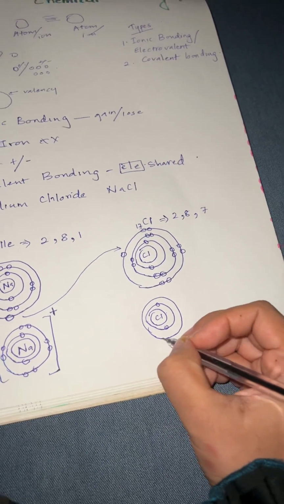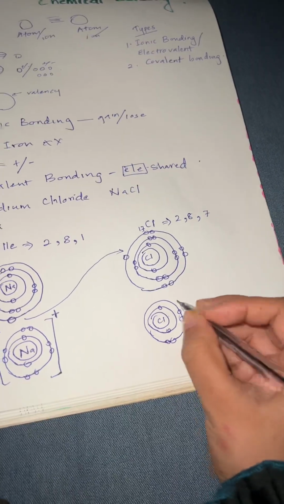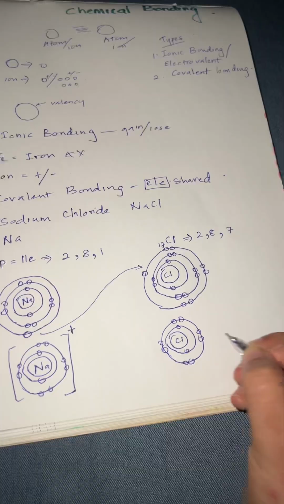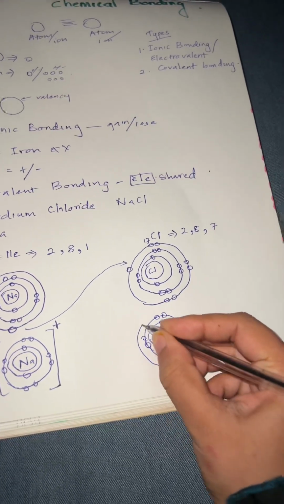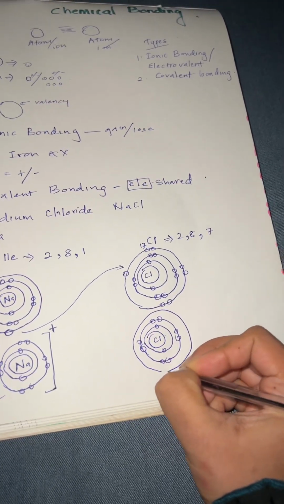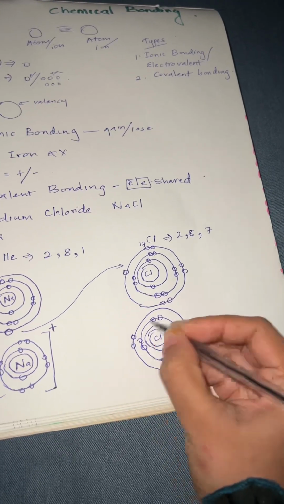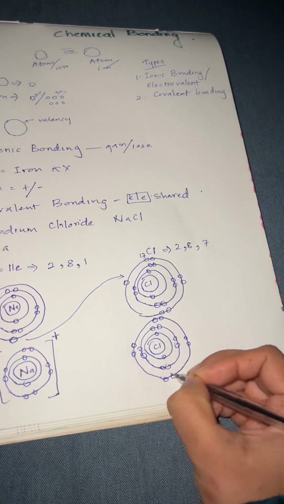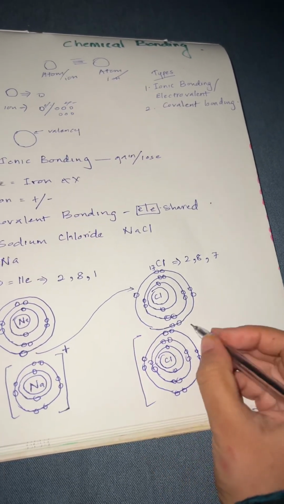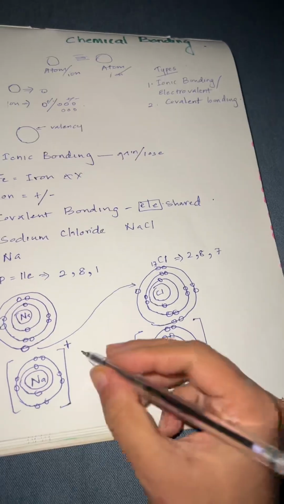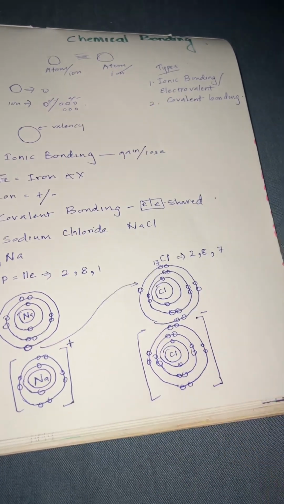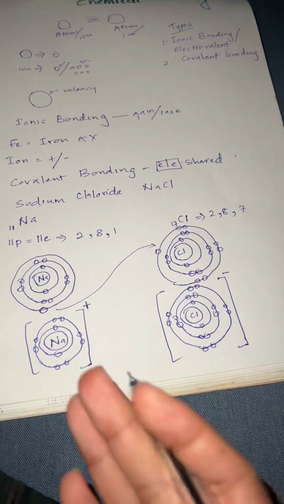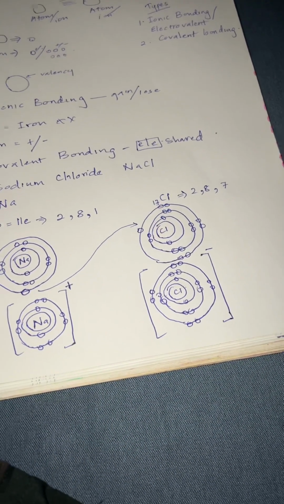2, 4, 6, 8, and we have one more layer. So now already there was 7, and because an electron has moved from that side, it has become 8. So we give a positive charge, and a negative charge here because an electron has come in, right? So this is NaCl. This is ionic bonding.